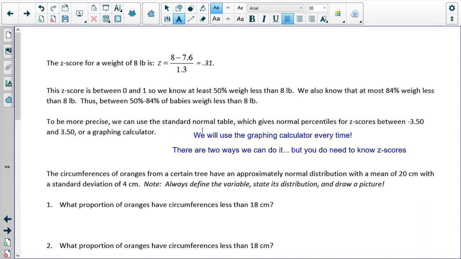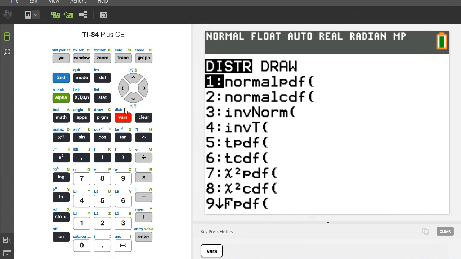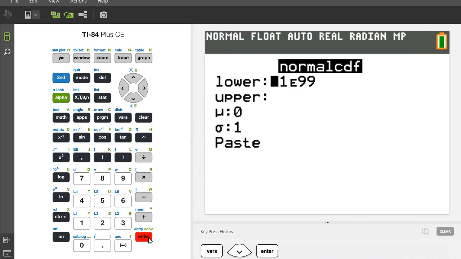So we're going to want to either use a standard normal table or use the calculator. We're going to use the calculator. Let's go to second VARS. See how it says DISTR up here? That's normal distributions. We're going to use normal CDF a lot in this unit when we're trying to find things for approximately normal. Lower bound and upper bound, mean and standard deviation.